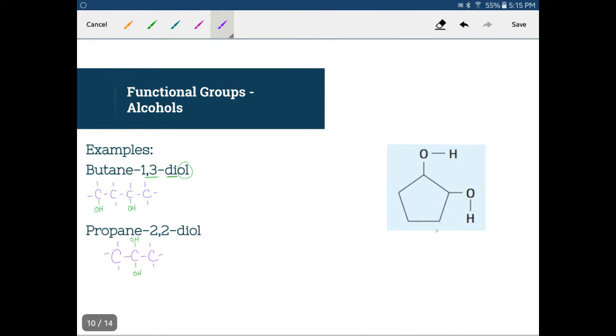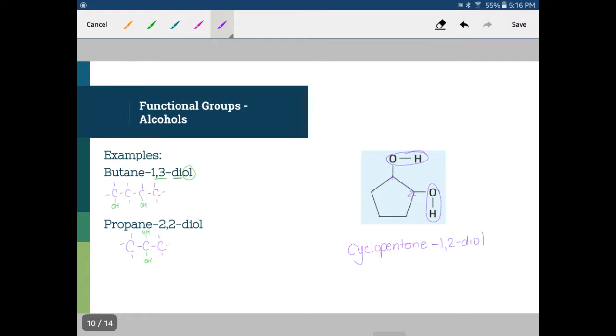If we're going to name this one here, same thing goes. We have 1, 2, 3, 4, and 5 carbons there, and it's in a circle, so we know that this is cyclopentane. And we see that we have a hydroxyl group here and a hydroxyl group here, and we'll call those carbons 1 and 2. So we have cyclopentane-1,2-diol. So we can look at a variety of different alcohols as polyalcohols or just regular alcohols and the different ways of naming them.